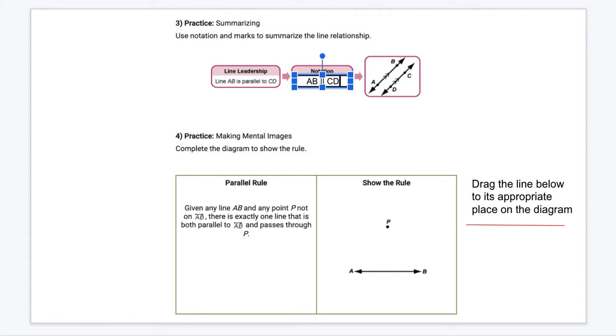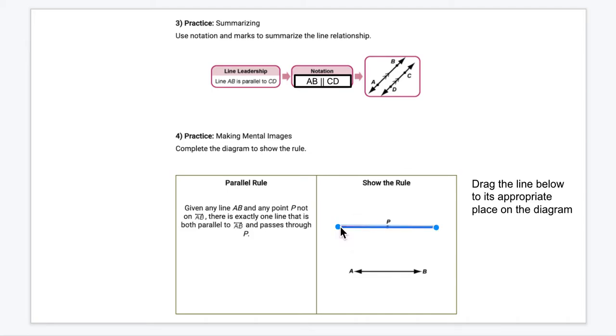Okay. So why don't we make a mental image to show us what parallel lines really look like. So the parallel rule is that given any line AB and any point P not on AB, there's exactly one line that is both parallel to AB and passes through P. So we need a line that passes through P but never intersects with AB. And so I'm just going to drag this line right over here. And if this were perfectly straight across, then that would never intersect. It was hard for me to make it perfectly straight across, but generally, yes, this line is perfectly straight across. It's never going to touch line AB, and it's going through point P, right?